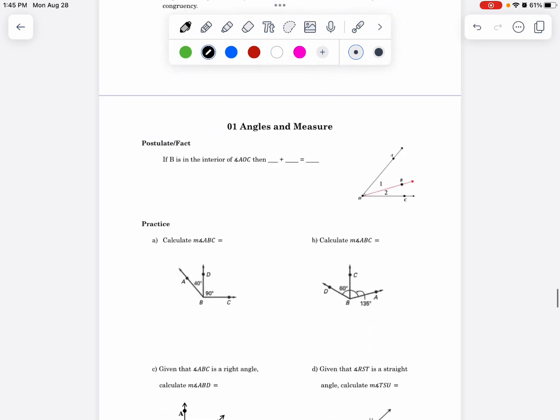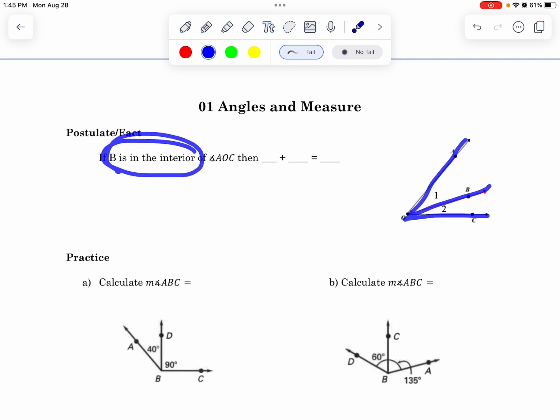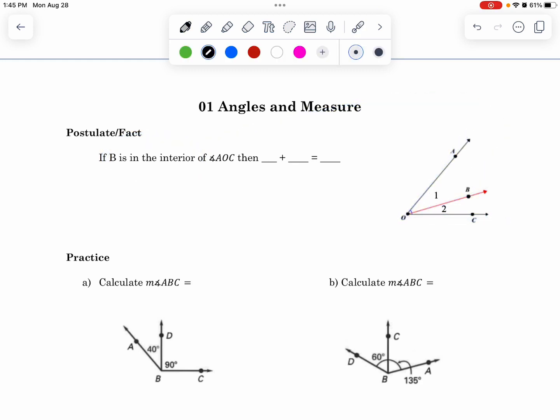You're doing a great job keeping up. We've done these with segments, and now we're going to do these with angles. So I have an angle here, and I have a ray that goes in the middle of it. Okay, that's kind of weird, but this is telling me that B is inside. It's on the interior. There's B right there. It is inside this angle. That means that I have two angles that I can add up together. AOB plus BOC. Trace it with your finger, and that is how you name the angles.